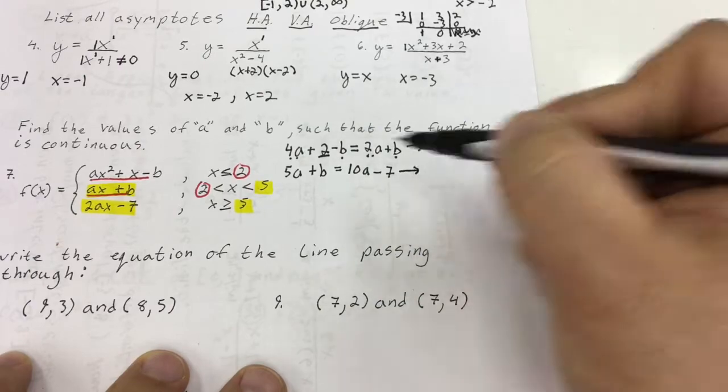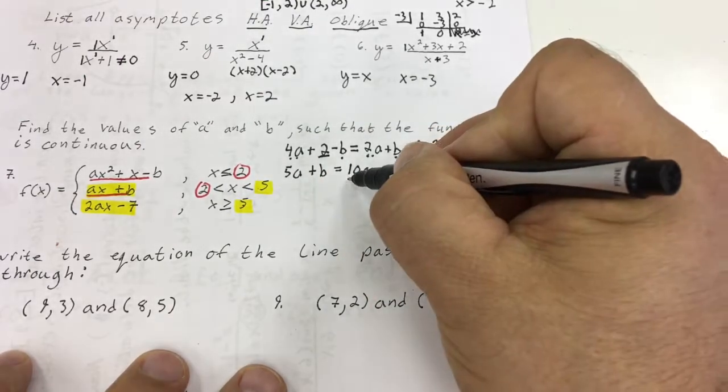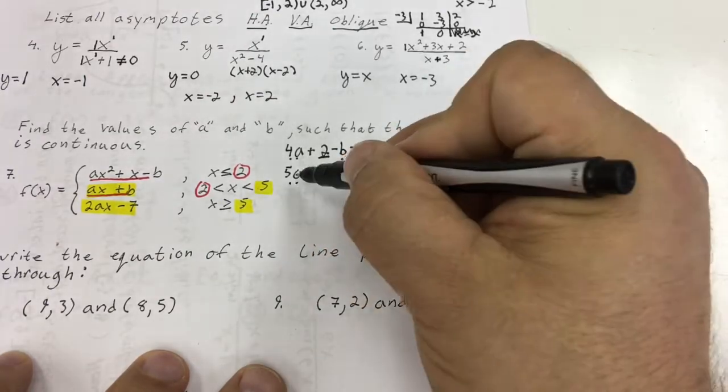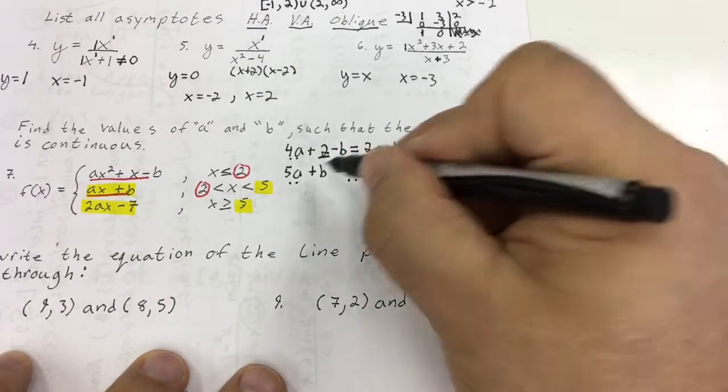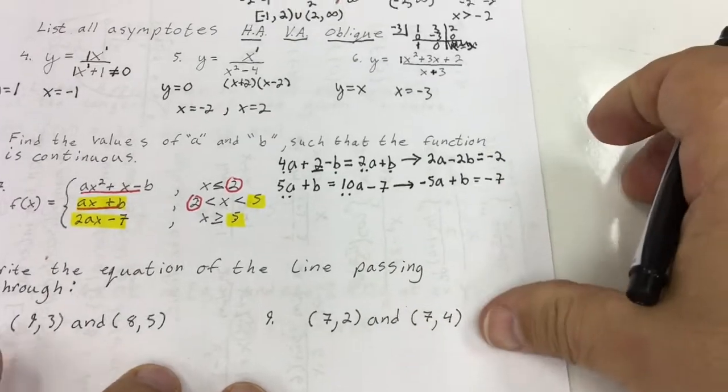The bottom equation, I want to again get all the a's on one side and the b's on the left side and the negative 7 over on its own on the right side. So in this case, I'm going to subtract 10a from both sides. 5a minus 10a is negative 5a plus b equals negative 7. Now I'm going to solve this new system of equations over here on the right.